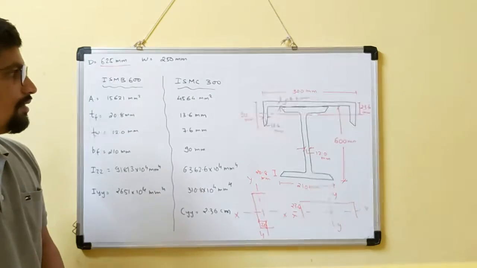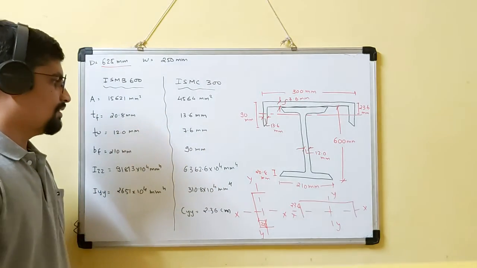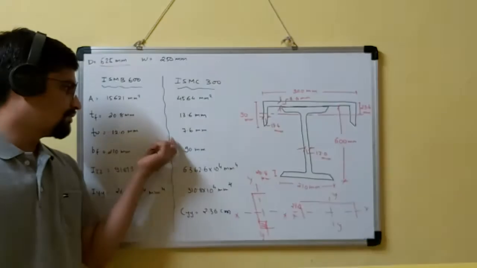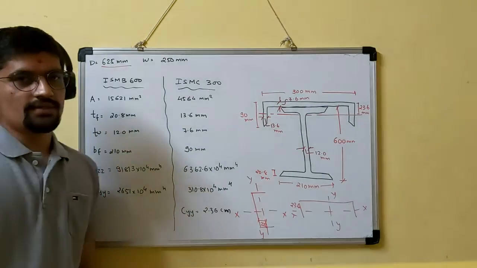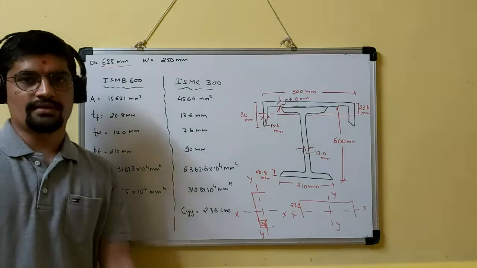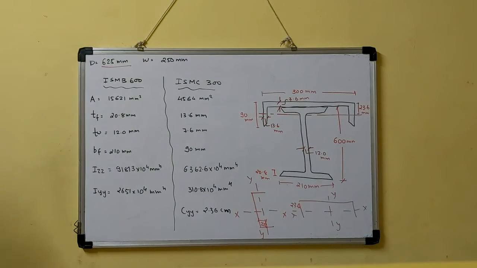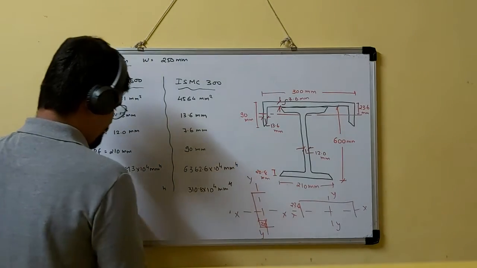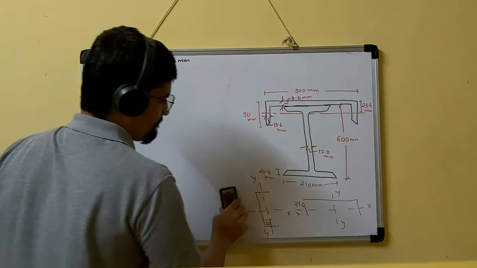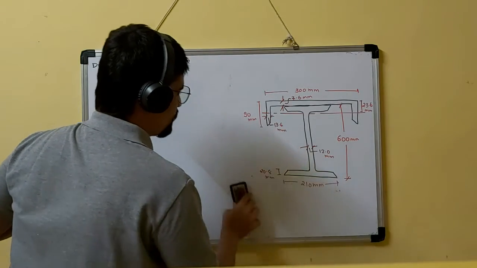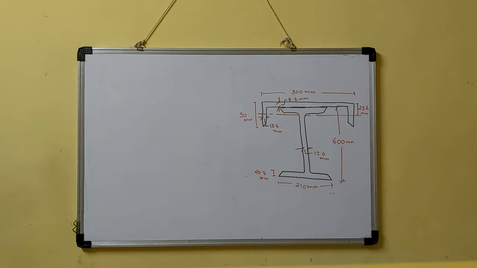So this is some data you have to note down in your books because we will use it in further calculation. Now moving to another step. This is called step 5, and in step 5 we will calculate IZZ, IYY, and ZP.